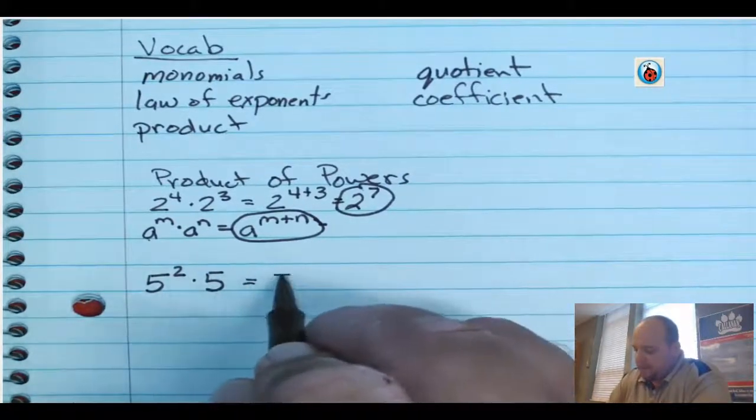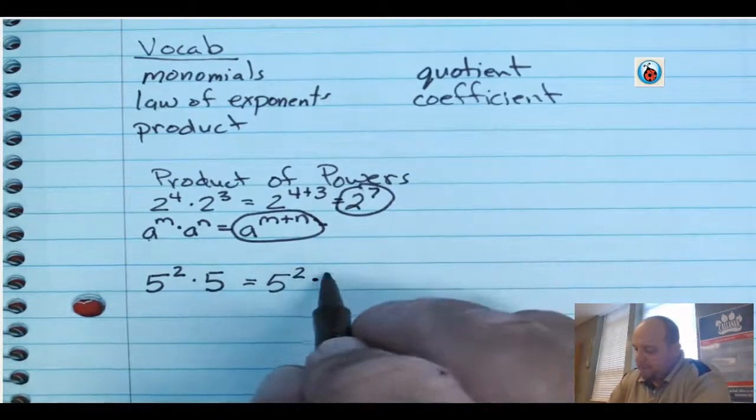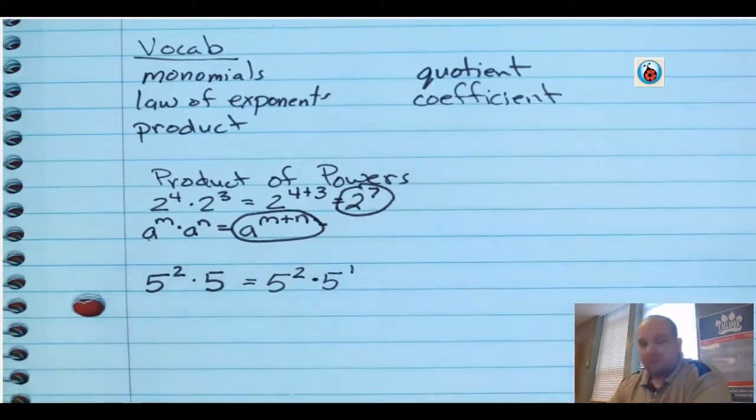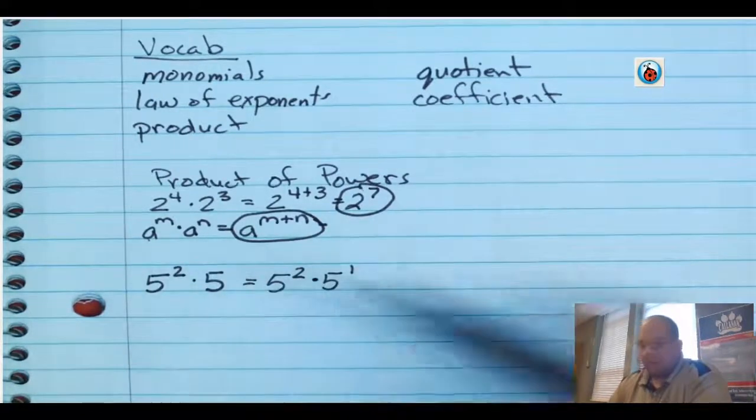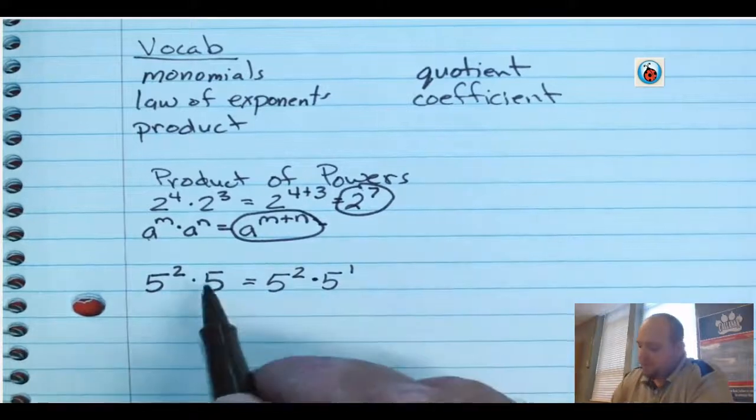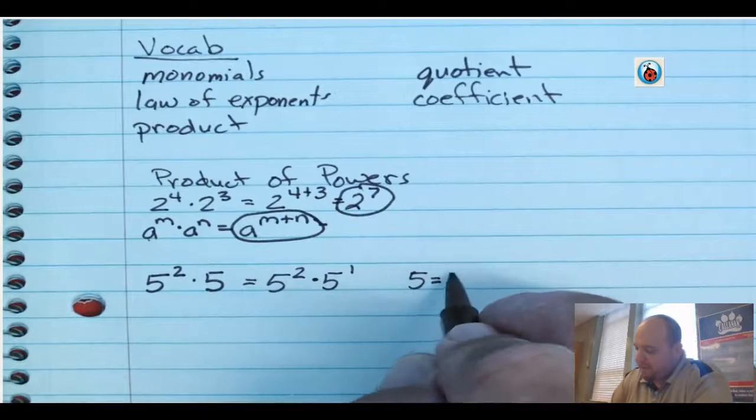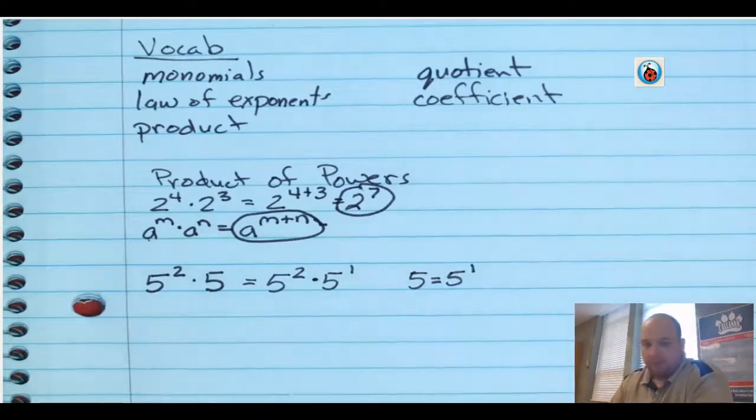So I'm going to rewrite the 5 to the 2nd because that's not going to change at all the way it looks. The 5, I'm going to rewrite with an exponent of 1. If there is never an exponent written next to a number, we can always rewrite it with a 1 next to it. So 5 and 5 to the 1st power are the same. So I'm going to write that 5 is equal to 5 to the 1st power.